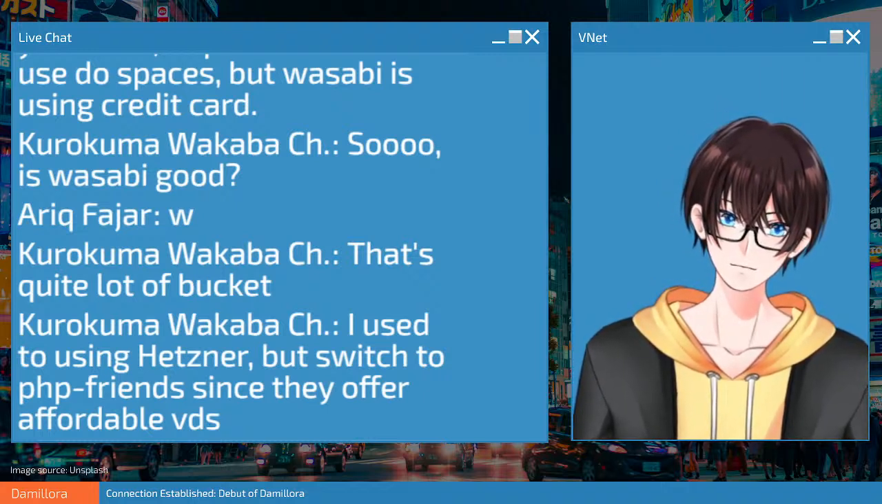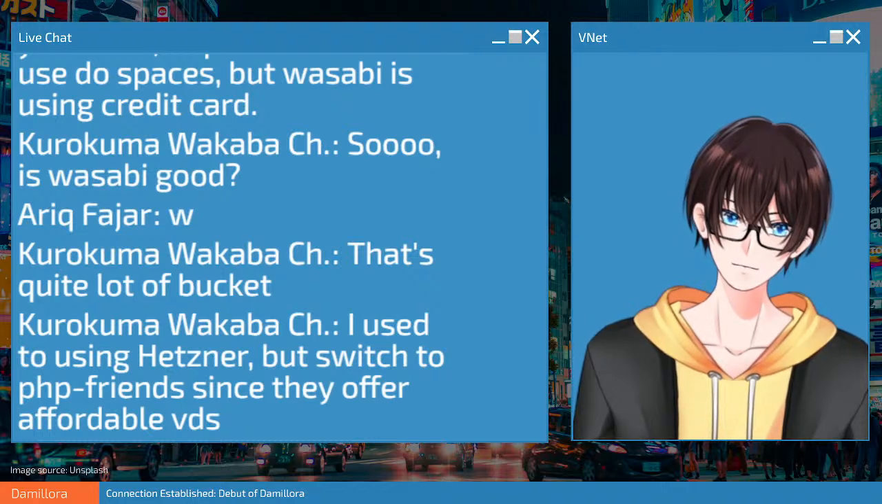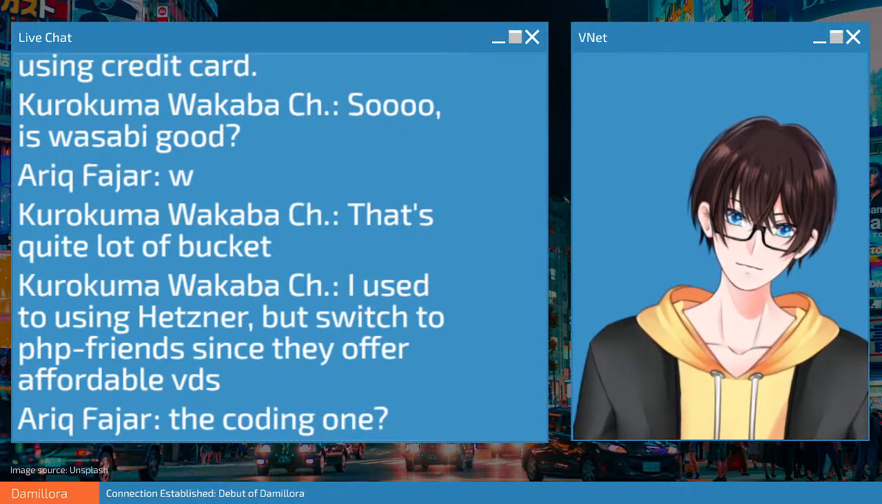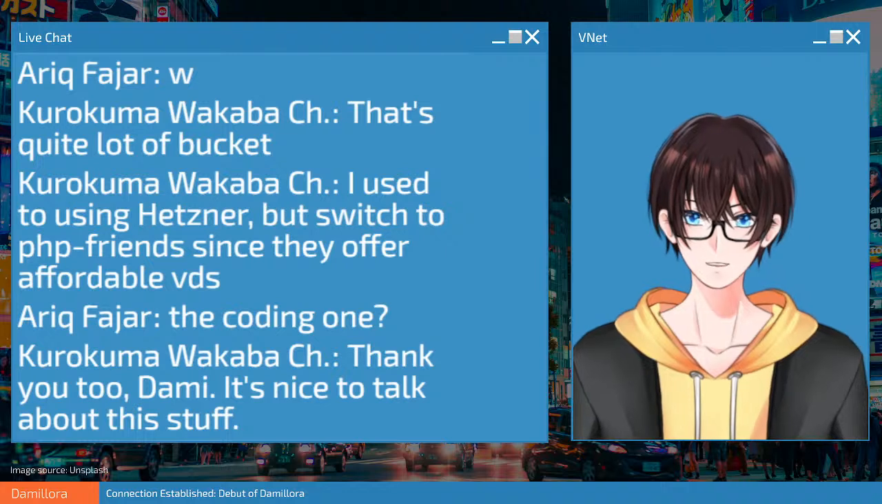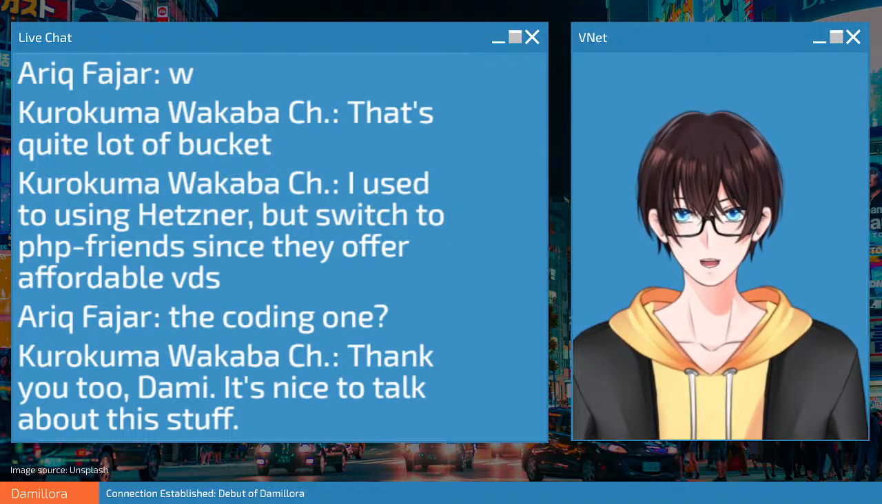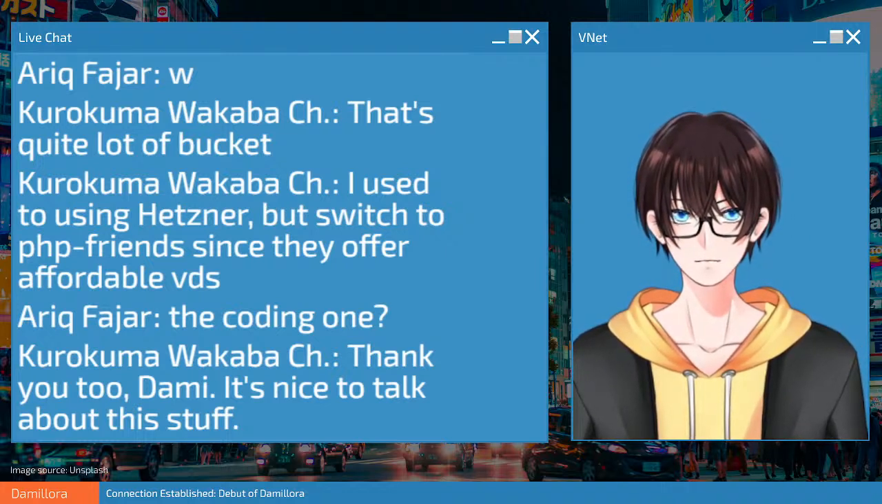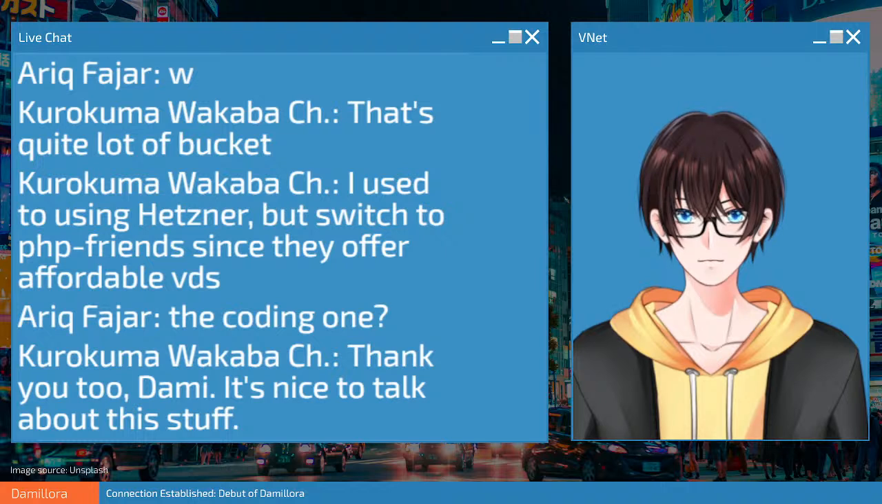I used to use Hetzner but switched to PHP Friends since they offer affordable PDS. I don't have an idea what PHP Friends is, but I will check it later.